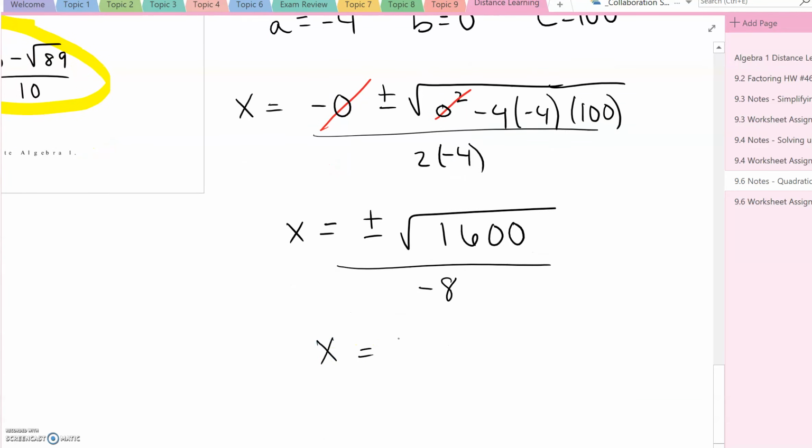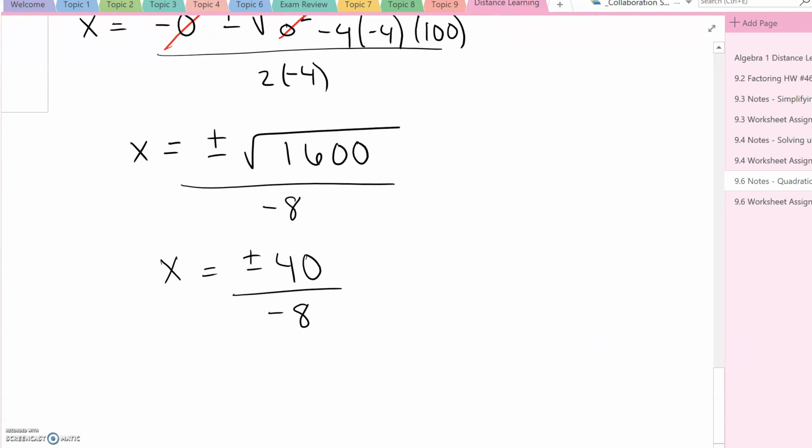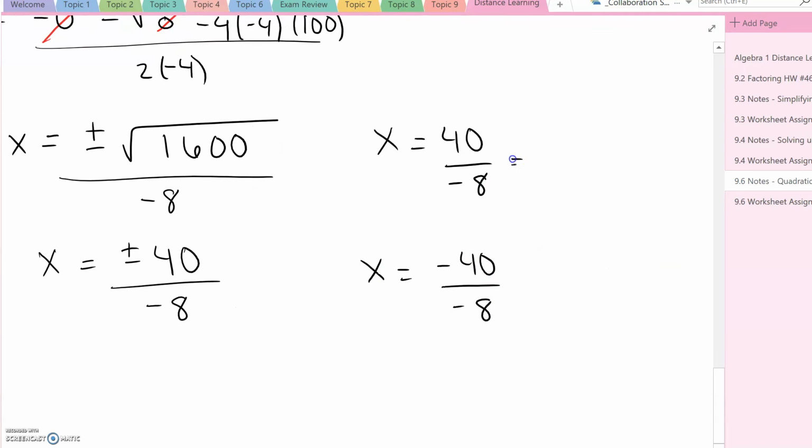So x equals plus or minus 40 divided by negative 8. I'm going to break that into 2 before I simplify. So we get x equals 40 divided by negative 8, and x equals negative 40 divided by negative 8. Now we can simplify both of these. 40 divided by 8 is 5 when they're both positive. So 40 divided by negative 8 is negative 5. Negative 40 divided by negative 8 is positive 5. So all of this work got us the answer of 5 and negative 5.